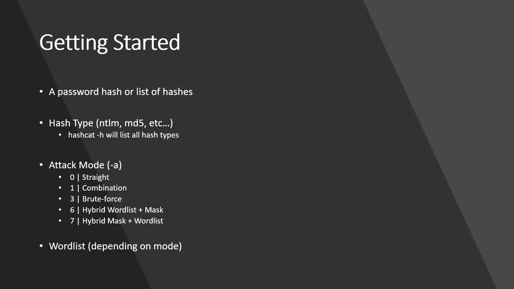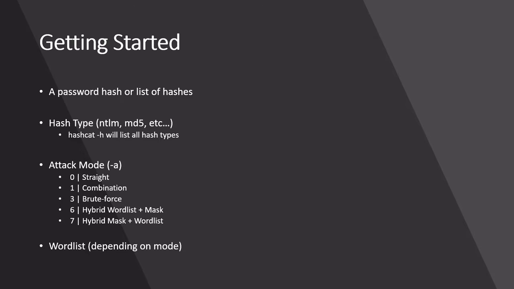So what do you need to do to get started cracking? Well, first you've got to have the thing that you're trying to crack, which is going to be a password hash or a list of hashes. But you're also going to need to know that hash's type. Hash ID or hashes.com and other tools can help you determine the hash type if you don't know it.